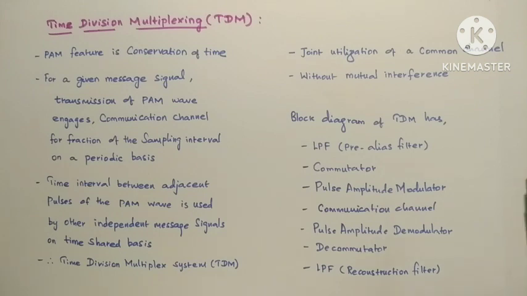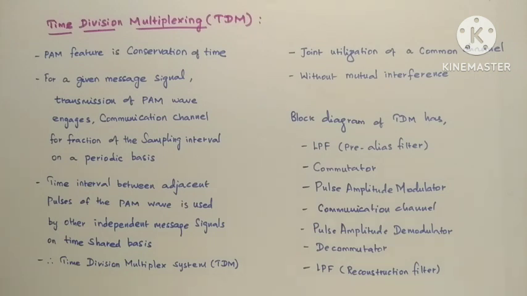You have a message signal, and you convert it into a PAM waveform which has several pulses. According to the sampling theorem, the signal is sampled and then transmitted. Between one pulse and another pulse there is a sampling interval. In between, the PAM waveform of another message is transmitted.